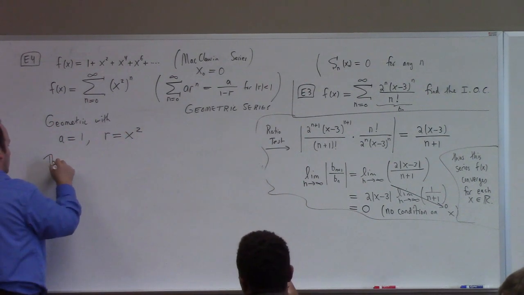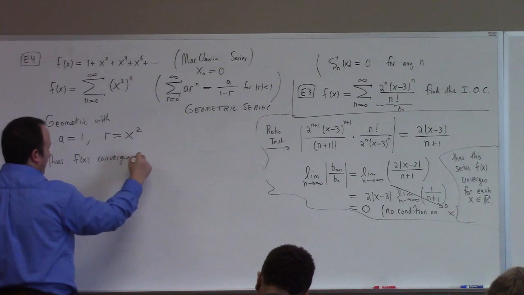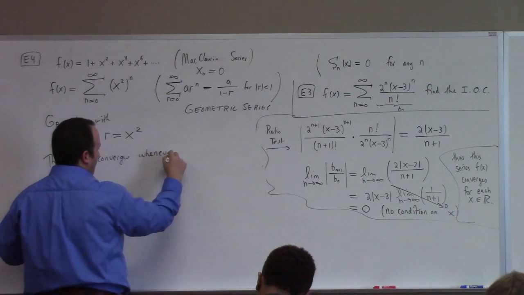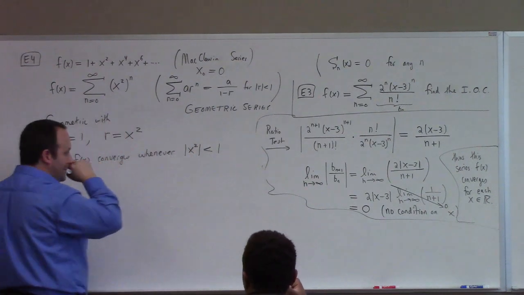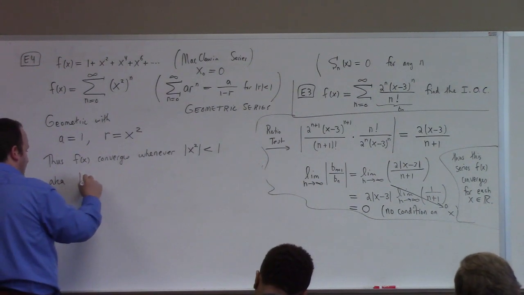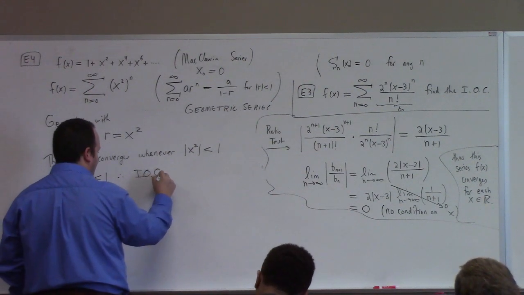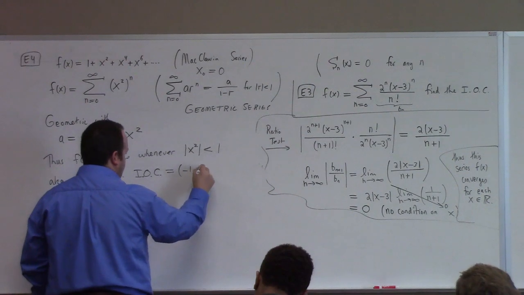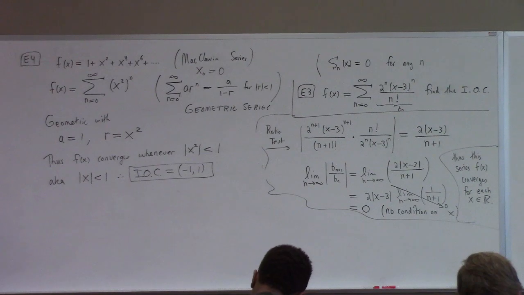Thus, f of x converges whenever the absolute value of x squared is less than 1. But that's the same as, we just want the absolute value of x to be less than 1. So therefore, the interval of convergence here is equal to -1 to 1. No ratio test.